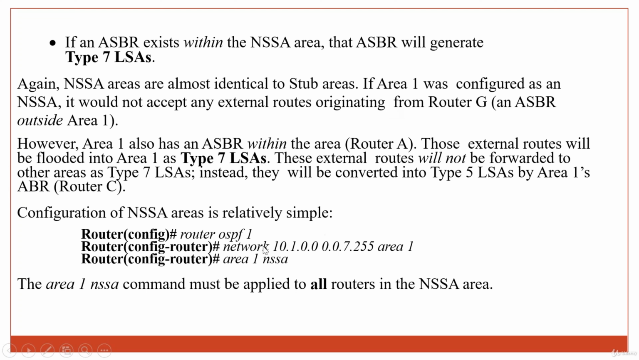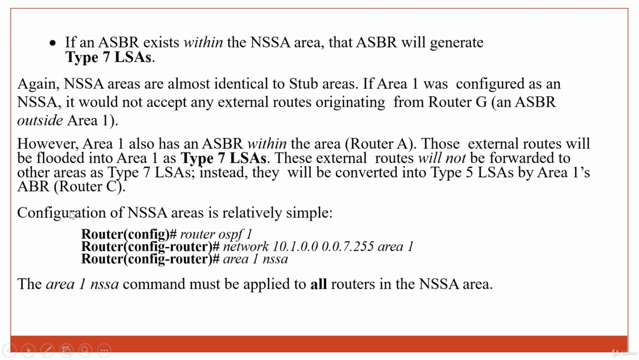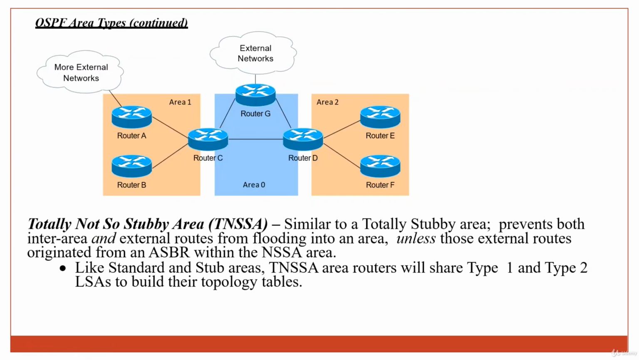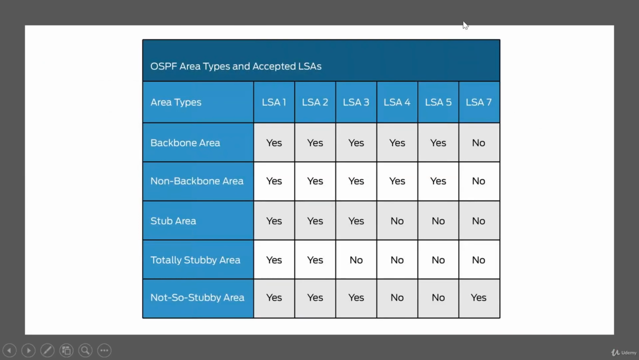The configuration is very simple. What you have to do is go to the router process, and then area 1 NSSA. Okay. All right. And the final concept we have is totally not so stubby area. So let me stop here, and the remaining concept we'll discuss in the next recording.